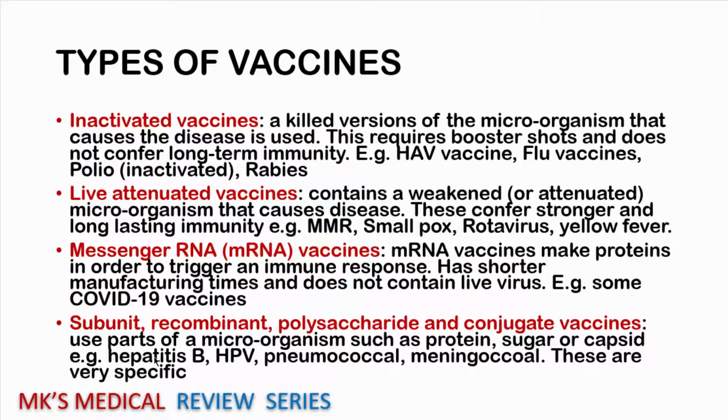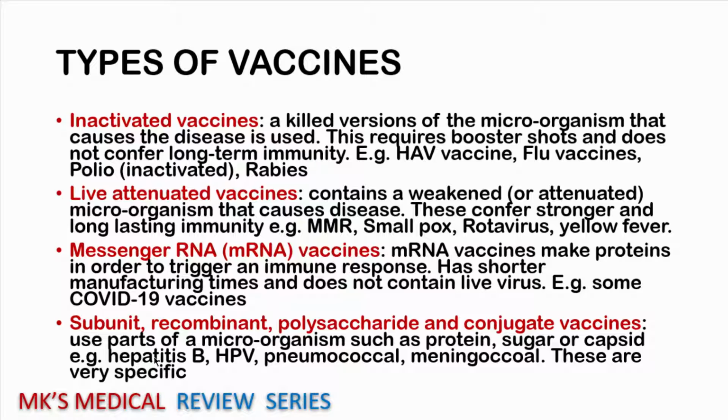The inactivated vaccines often require booster doses, and they do not confer a long-term type of immunity. The immunity is usually short. The memory is usually short-lasting. So examples of live attenuated vaccines include measles, mumps, and rubella, MMR, as well as smallpox, rotavirus, and yellow fever.